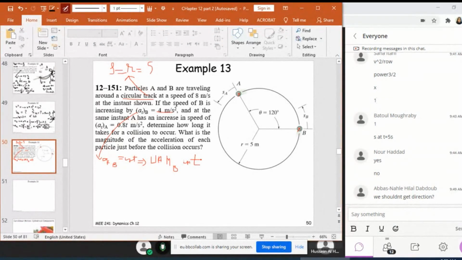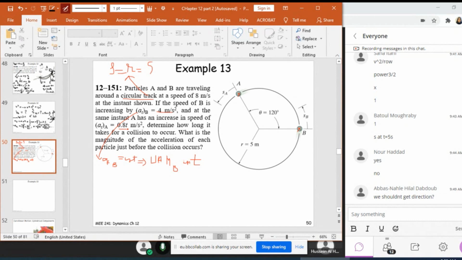All right, and at the same instant, A has an increase in speed that is equal to aTA = 0.8t. So as you can see, guys, aTA is not constant. It is 0.8 times t, which means it is not a uniformly accelerated motion. All right, I should do the integration in order to find the velocity or the position.